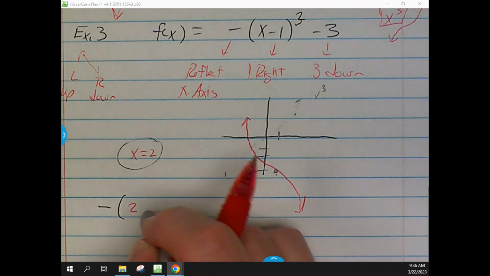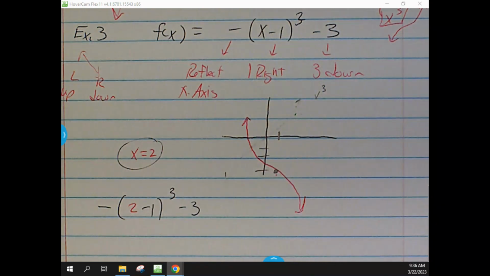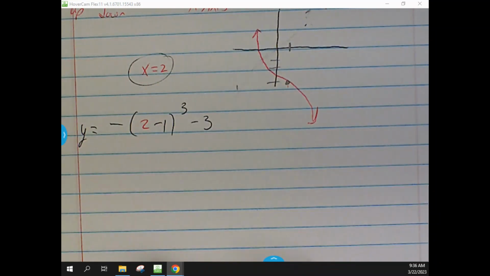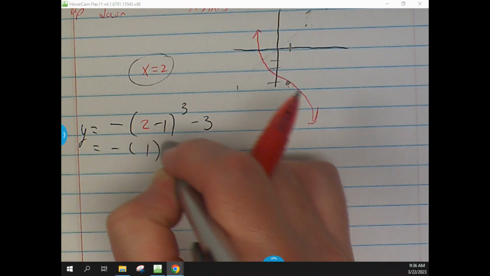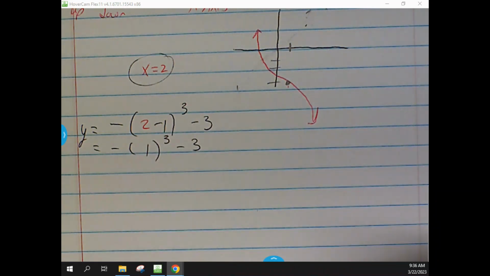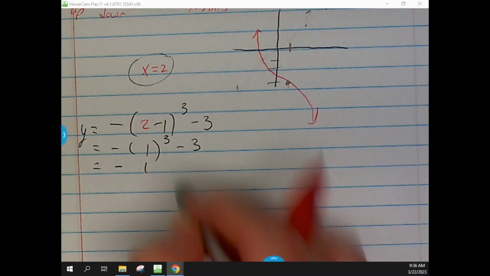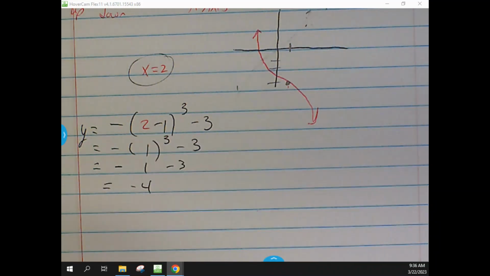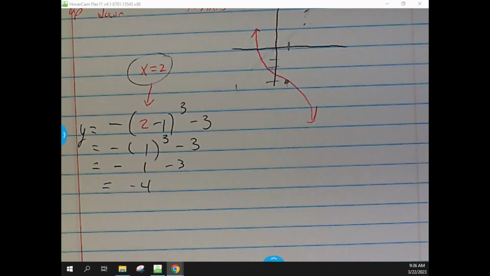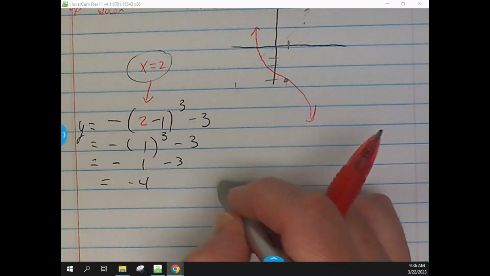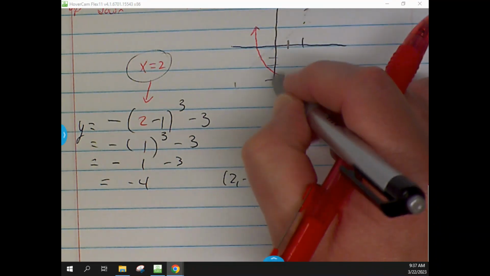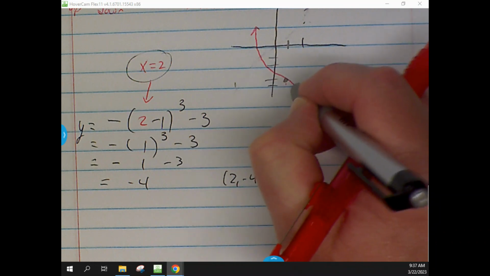So it's going to be -(2 minus 1) to the third minus 3, and that's going to be our y value there. So 2 minus 1 is 1. 1 cubed is still 1. But the negative is hanging out front there. Minus 3, so -1 minus 3 would be -4. Okay, so we plug in x equals 2, we get the ordered pair that's at 2, -4. So 2, -4 would be the next number down on our list. That would put it right there.